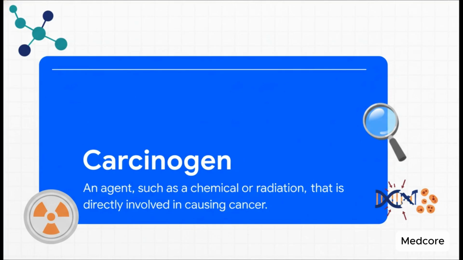So, what is a carcinogen? Simply put, it's any agent, and that could be a chemical, it could be radiation, even a virus, that can directly cause cancer. The one thing they all have in common is that they damage our DNA. That genetic damage is what kicks off that uncontrolled cell growth that is the hallmark of cancer.